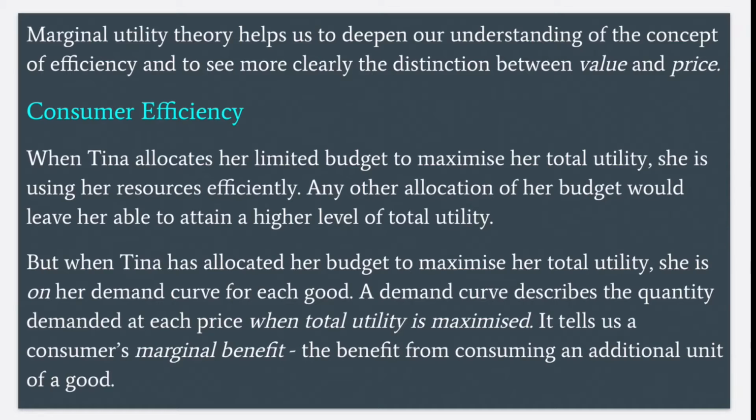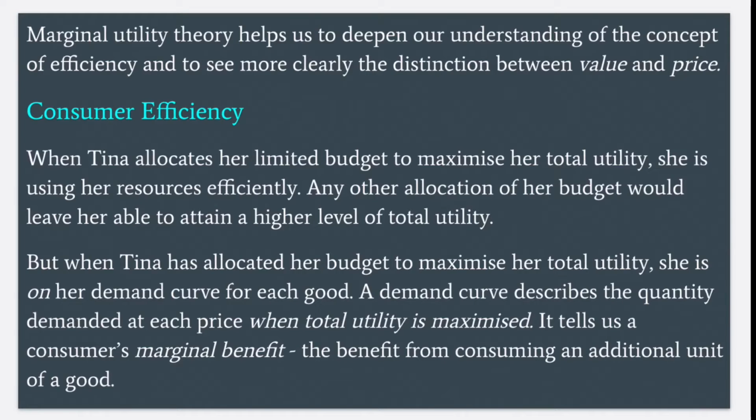Marginal utility theory helps us to deepen our understanding of the concept of efficiency and to see more clearly the distinction between value and price. Consumer efficiency. When Tina allocates a limited budget to maximize her total utility, she is using her resources efficiently. Any other allocation of a budget would leave her able to attain a higher level of total utility.